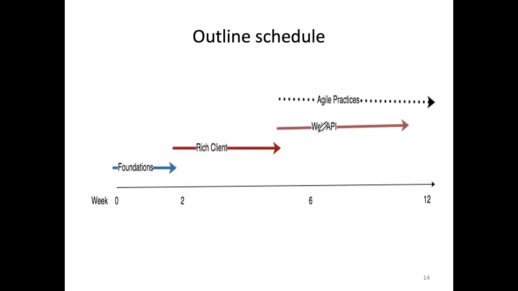Then we will move on to this section here. We will build a client. We will start using the React framework to see how we can build the client side of our architecture. And then we'll move on to developing the web API part of it and integrate them, obviously. I should have taken out this bit here. We won't be covering any agile practices because we just won't have time to cover them. So that shouldn't be in the graph.